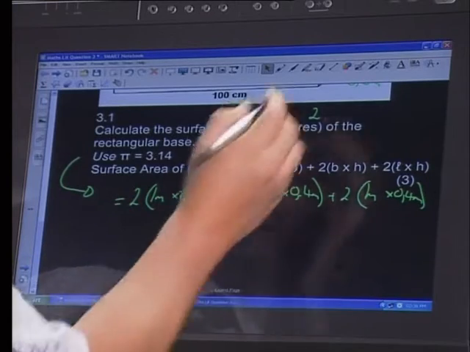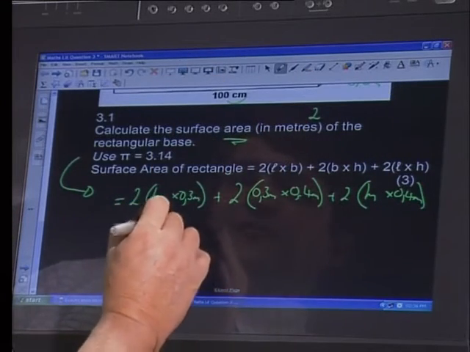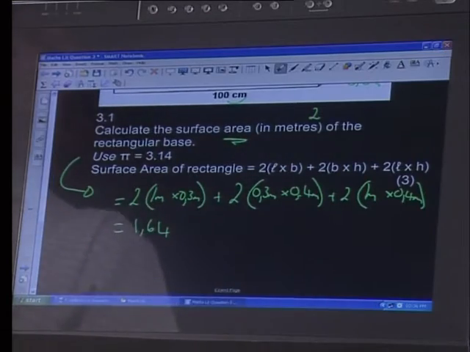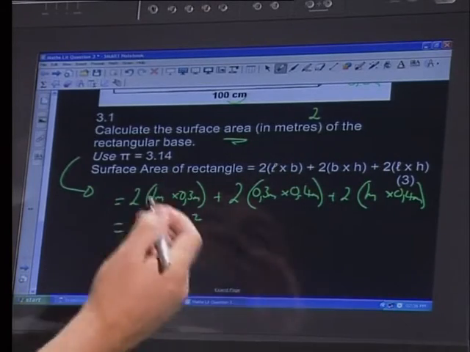So my answer is 1,64. 1,64 what? 1,64 meters squared. Why squared? Because we're dealing with area. So I've got 1,64 meters squared.